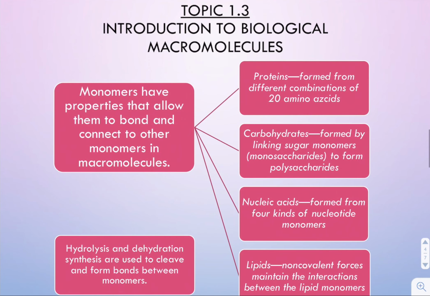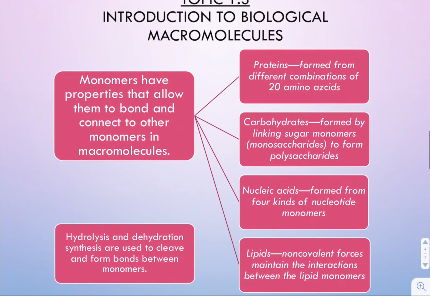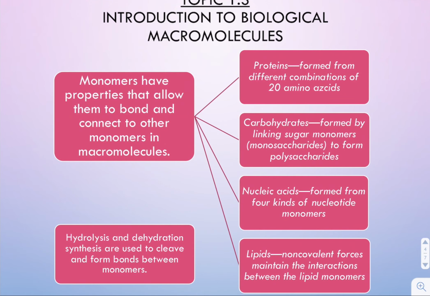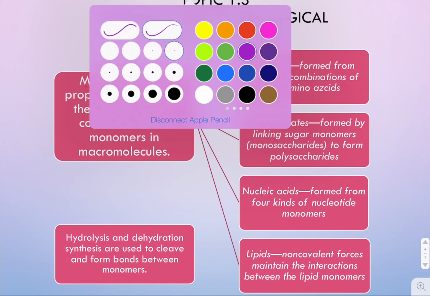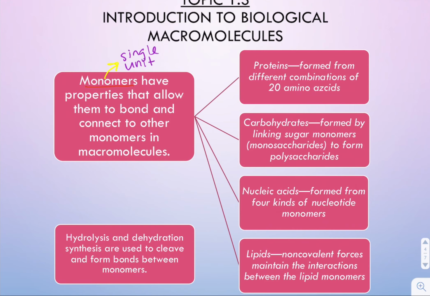We'll get back into functional groups later on, but that's kind of our introduction to them right now. Moving on to topic 1.3, this is the introduction of biological macromolecules. So essentially all we need to know here is that monomers, remember monomers, is a single unit of a larger structure.